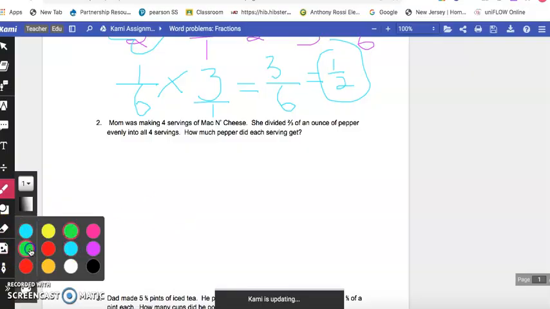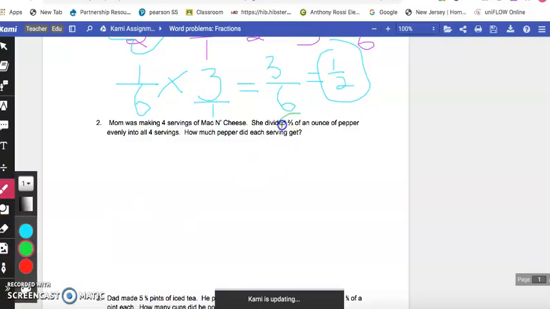I want to change my color again. Okay, we are splitting up 2/3 of an ounce of pepper, and we're dividing it by 4. So again, 2/3 divided by 4 equals what? Okay, and again, I can't cross cancel anything. There's nothing to cancel out, but I am going to put my 4 over 1 so that I have a fraction divided by a fraction.